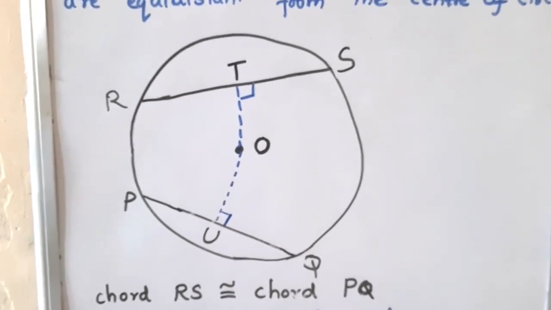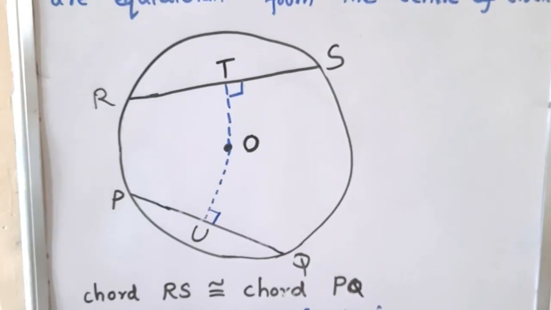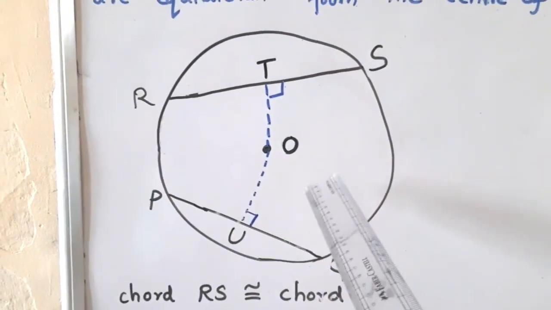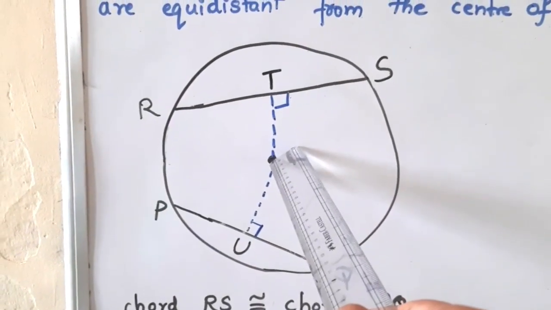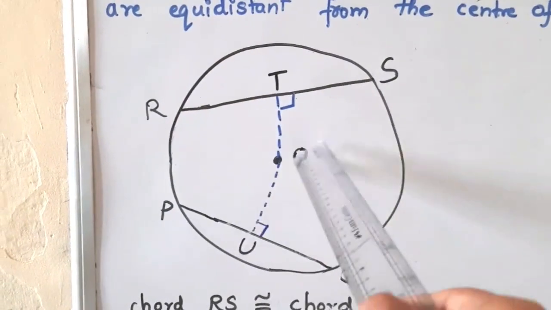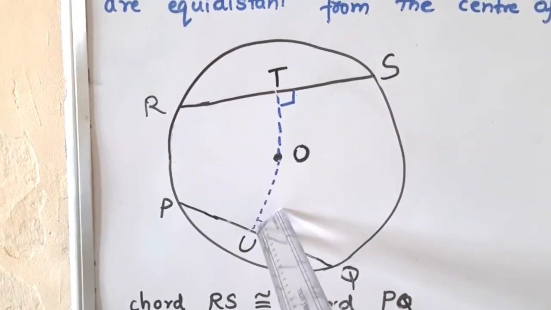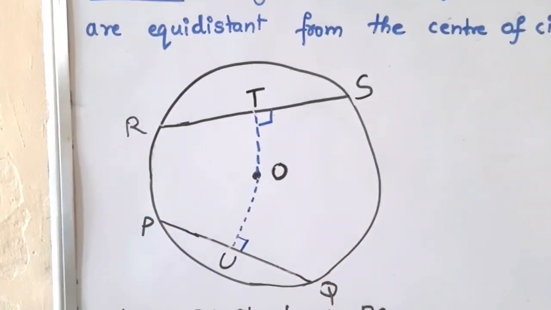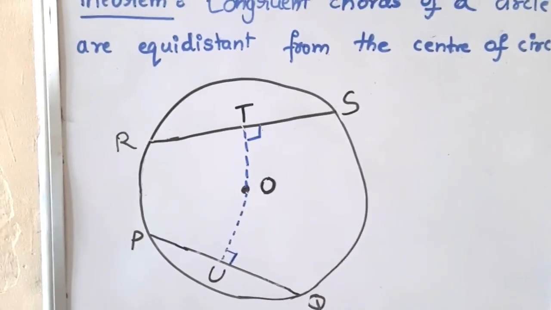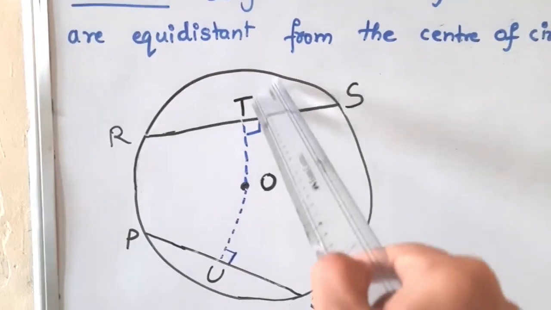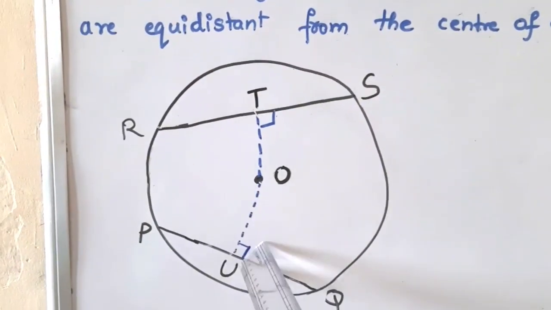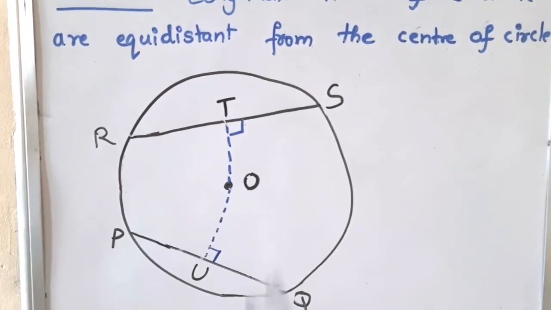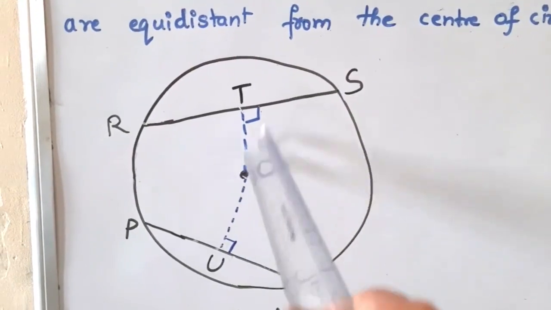Now one more thing, we have perpendiculars drawn from the center of the circle to the chord. Here also perpendicular drawn from the center of the circle to the chord, which means OT and OU. According to the theorem, if two chords in a circle are congruent to each other, then the distance from the center of the circle to the chord are also congruent to each other, which means you have to say that OU is also congruent to OT.